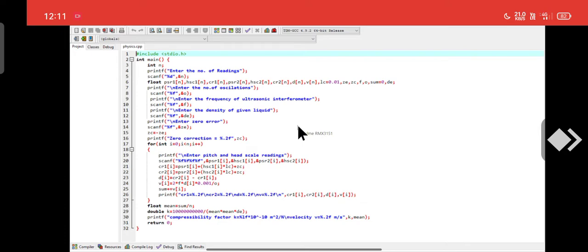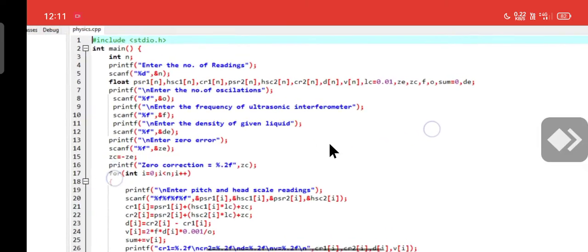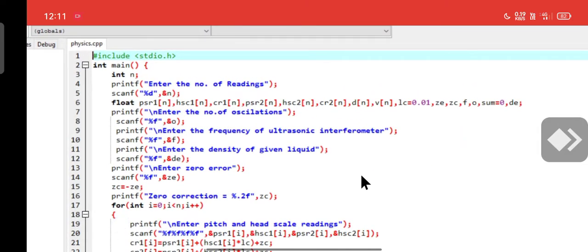This is the program for this experiment. Let's see what is in it. First we have created the header file, and we get the number of readings, number of oscillations, frequency of the ultrasonic interferometer, density of the given liquid, and zero error from the user. By giving the zero error, the zero correction is calculated. We have created a list of arrays in float to get point values and do the operation.